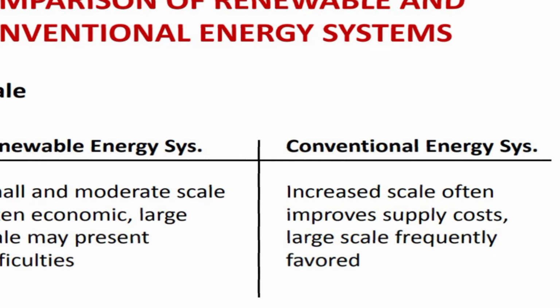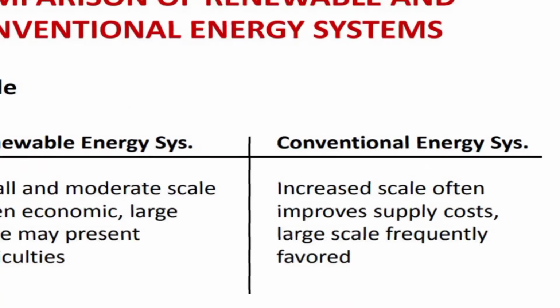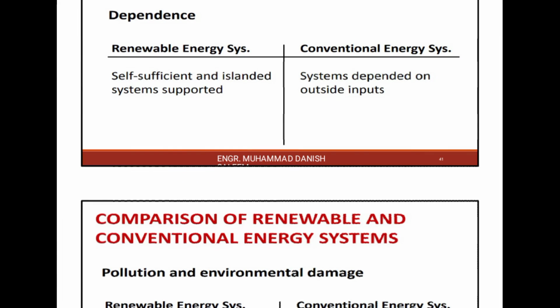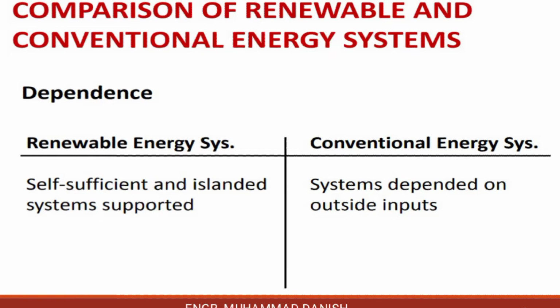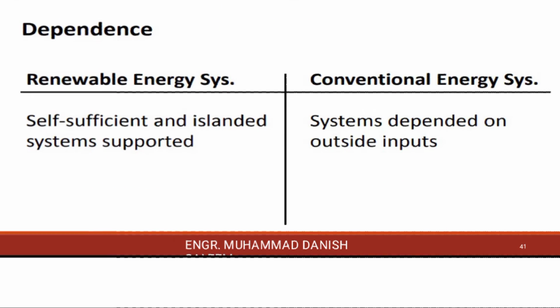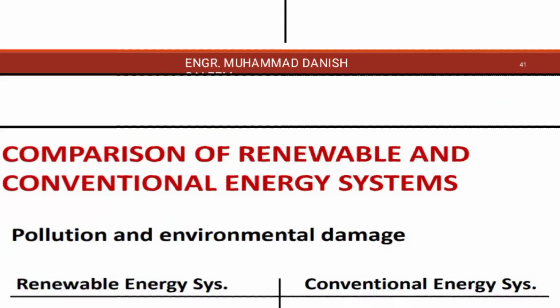Scale. Renewable energy systems are small and moderate scale, often economic. Large scale may present difficulties, while in the conventional energy systems, increased scale often improves supply cost. Large scale is frequently favored. Dependence. Renewable energy systems are self-sufficient and islanded systems are supported. Conventional energy systems depend upon outside inputs.